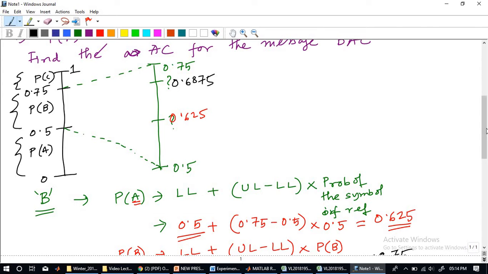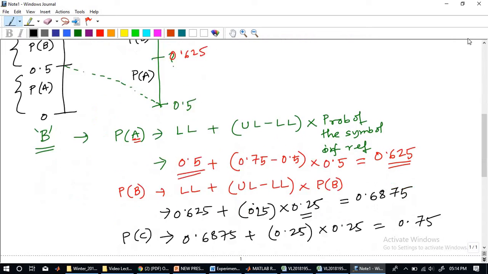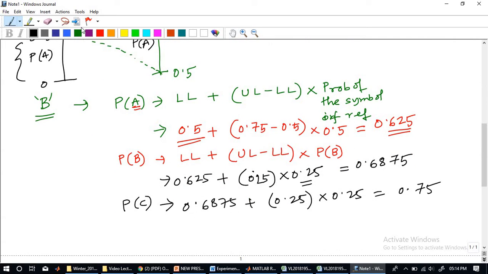So we got the in between values. Now my P of A is this, P of B is this, and P of C is this. Clear? Any doubt at this stage? Because this is what we are going to continue. So can you do it for A? The next symbol, which is A, and tell me the partitions and the values that you are getting. So we are taking this value now for A.